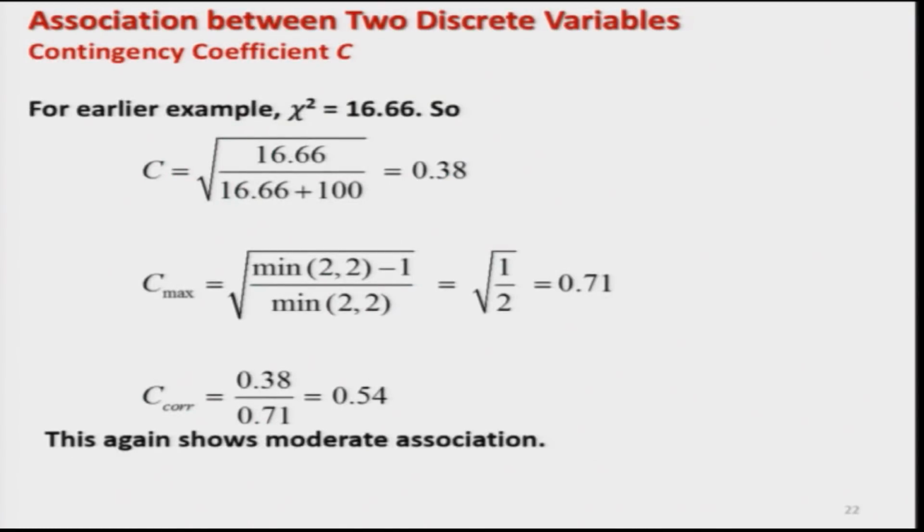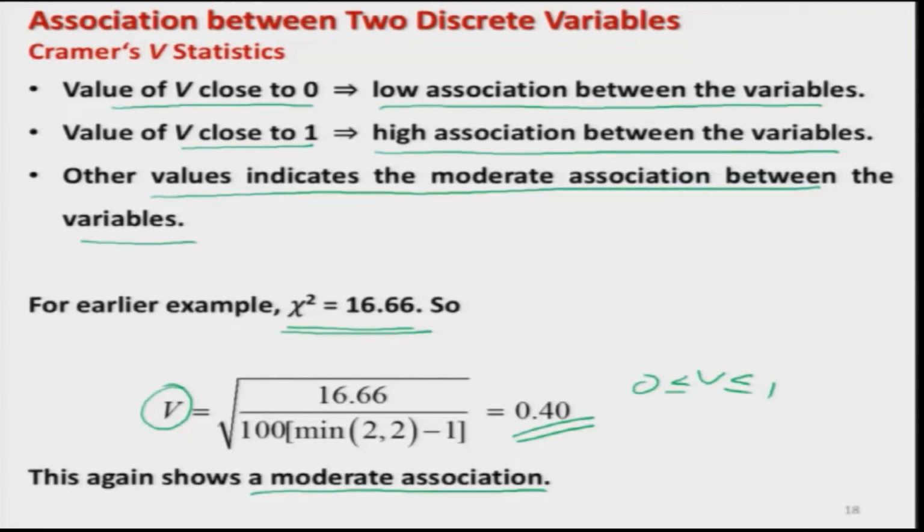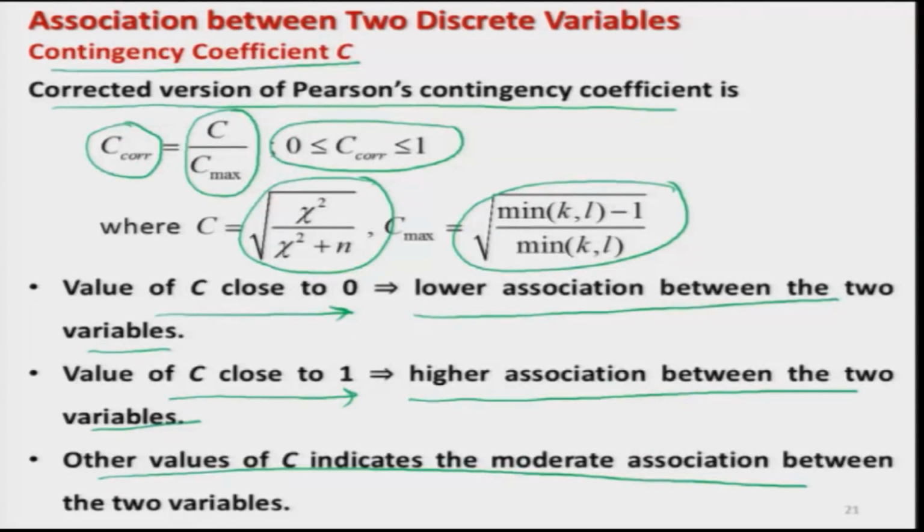And now, just for your remembrance, let me take this example of students versus tuition, where we have found the value of chi square to be 16.66. Now, for the same data I would like to find out this contingency coefficient. From the earlier value I was concluding that there is a moderate association. Then I used this Kramer's V statistic, which also indicated a moderate association, and now let me see what happens in the case of this contingency coefficient.